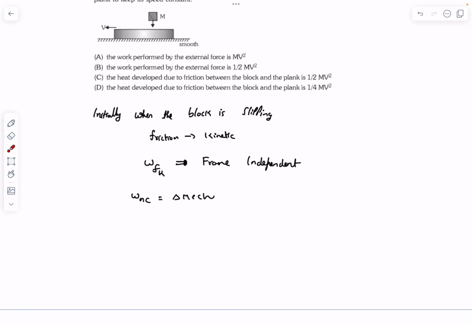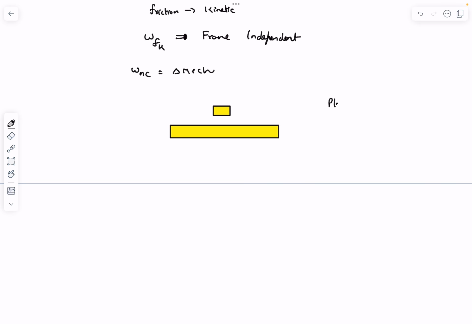As we know that this kinetic friction work is frame independent, we'll just solve it in the frame of the moving plank. The plank's velocity is constant. So relative to the plank, the mass will initially have a velocity of capital V towards the right, then it will start slipping on the plank, and finally it will come to rest. So the initial velocity of the block is V, and the final velocity will be 0 in the relative frame.